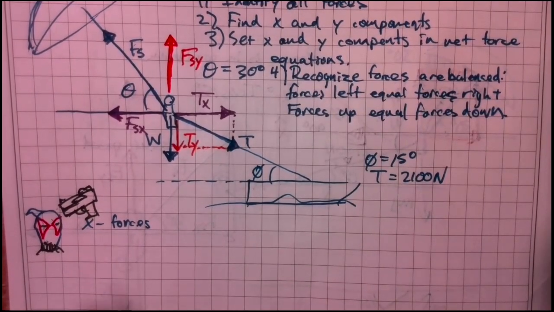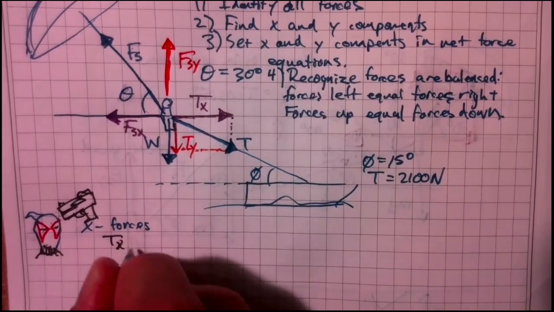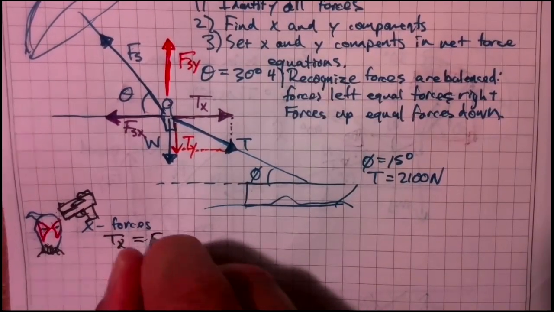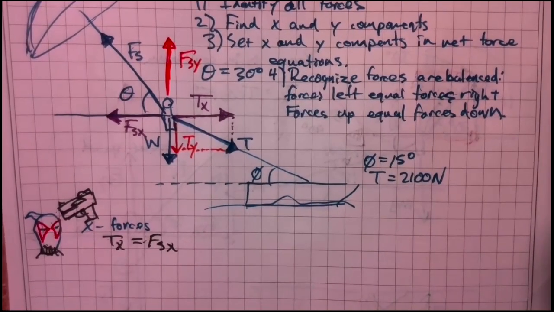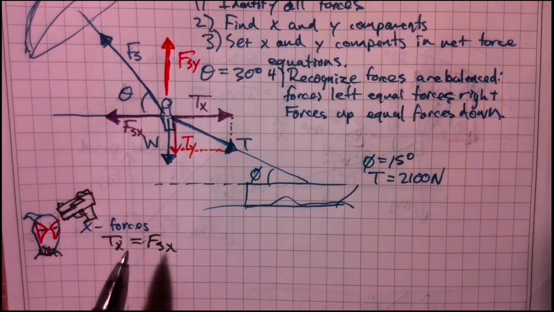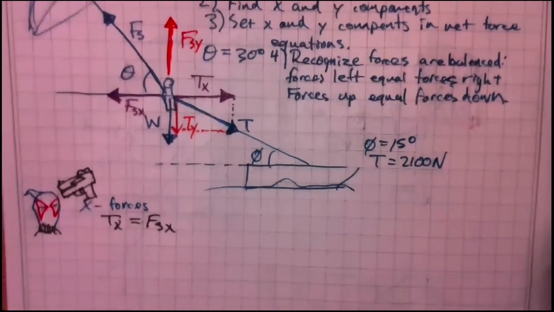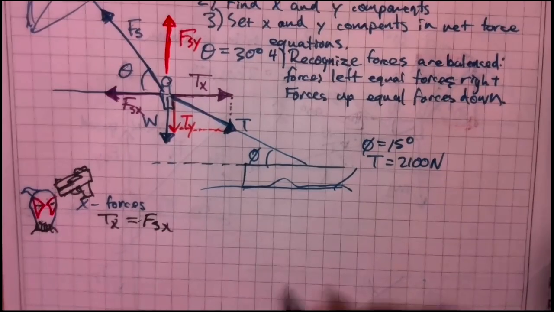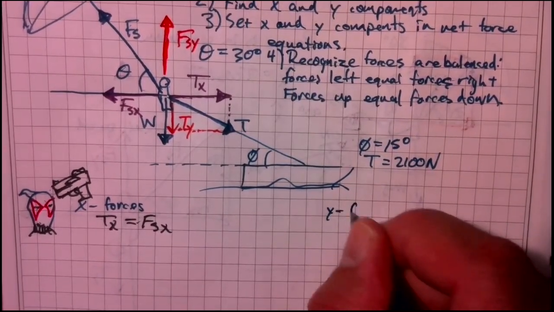So our x forces, we have Tx and F of Sx. That means Tx has to equal F of Sx. Those are the only two forces acting in the x direction. So our forces left equal our forces right. Now let's draw the y forces over here. We're going to do y forces.